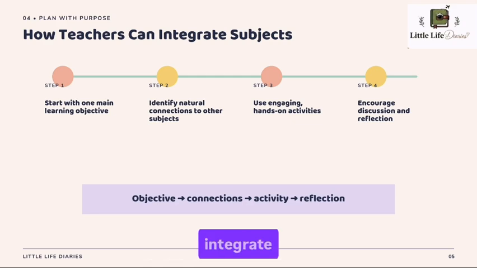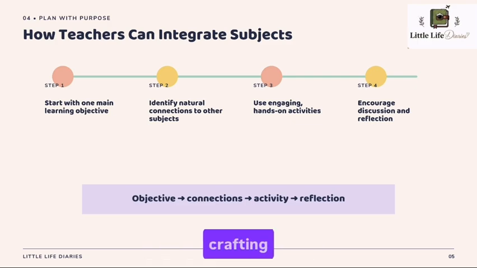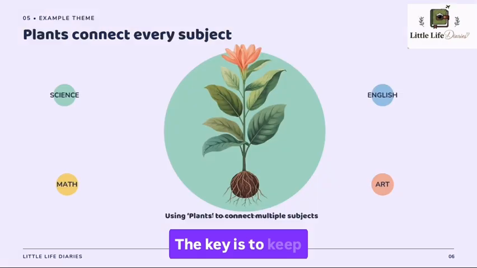How teachers can integrate subjects. Now, let's look at how teachers can actually do this. A good starting point is to choose one main learning objective. Then think about which other subjects can connect naturally to the topic. For example, if the main topic is plants, you can teach science through plant parts, English through vocabulary, maths through counting leaves, and art through drawing or crafting. The key is to keep the connection natural, simple, and meaningful.